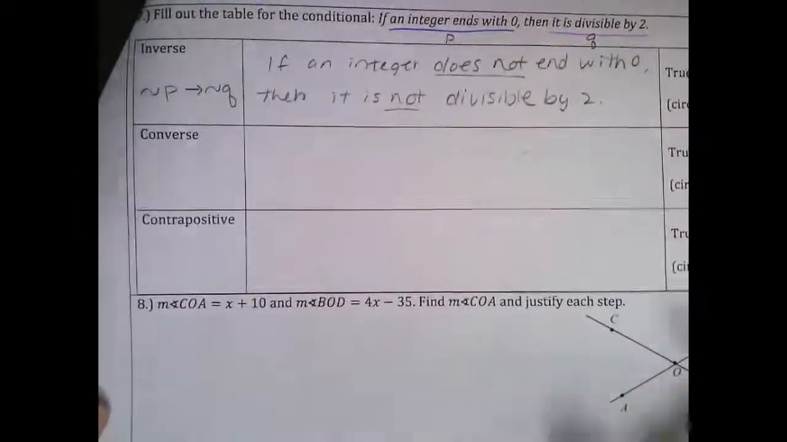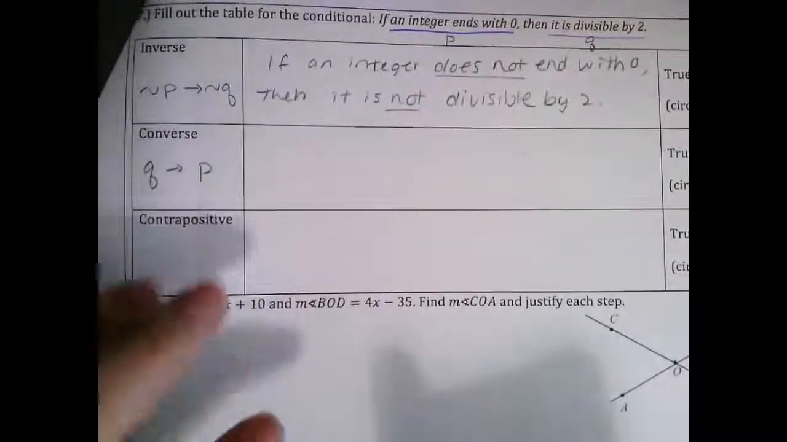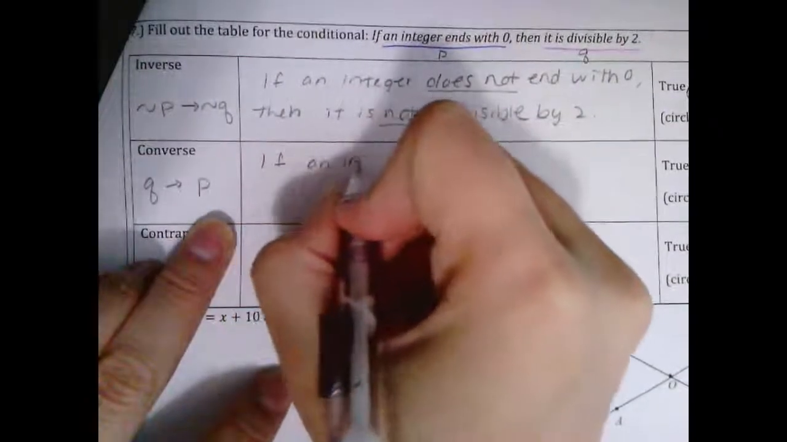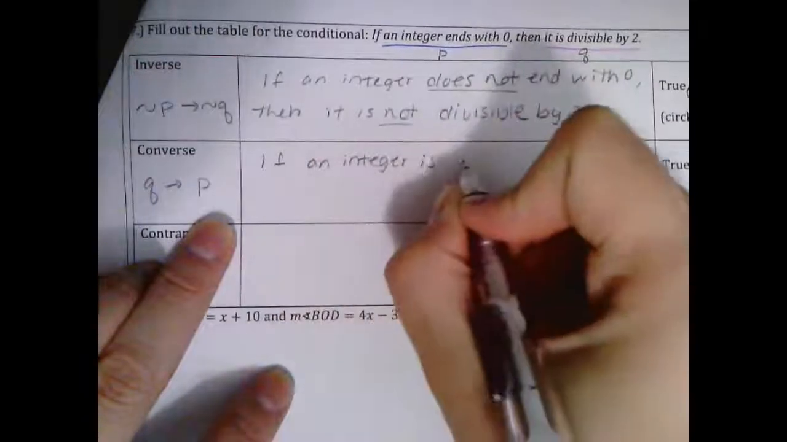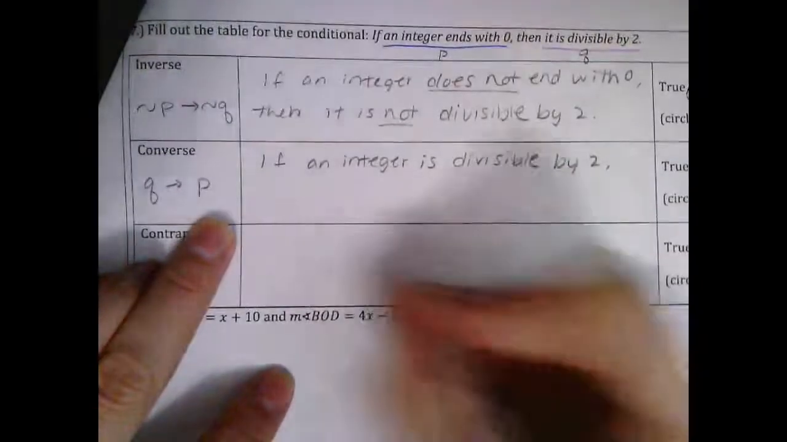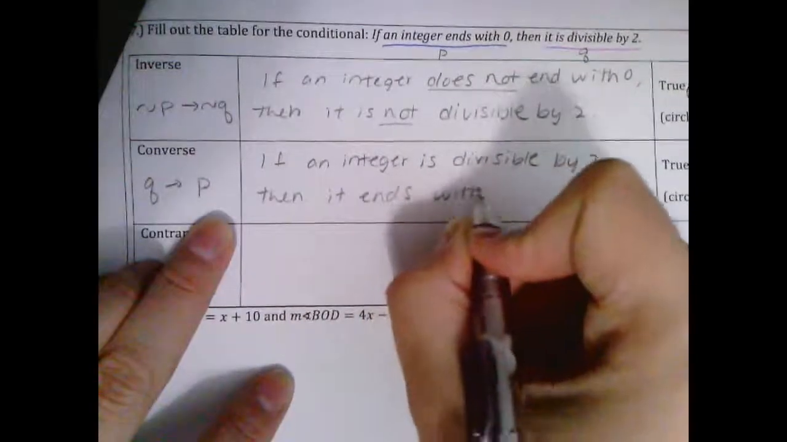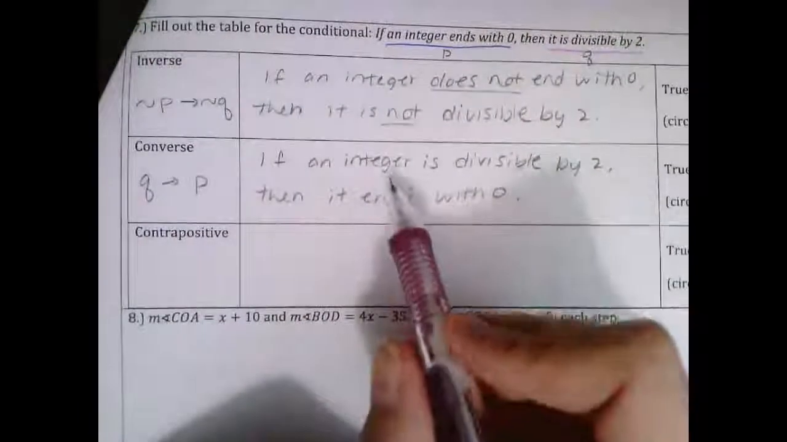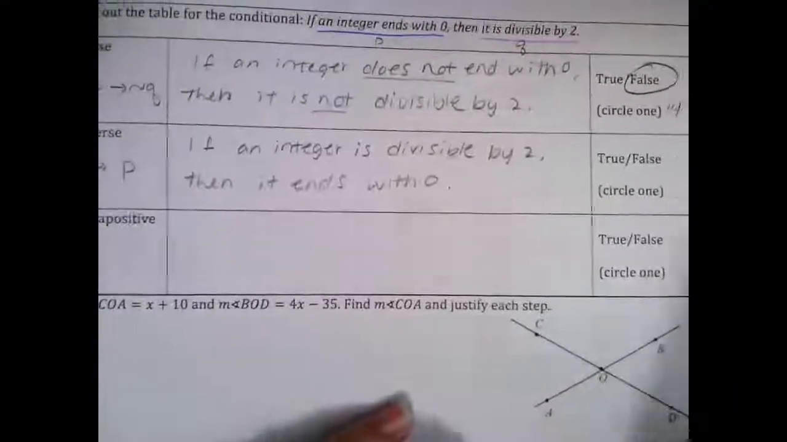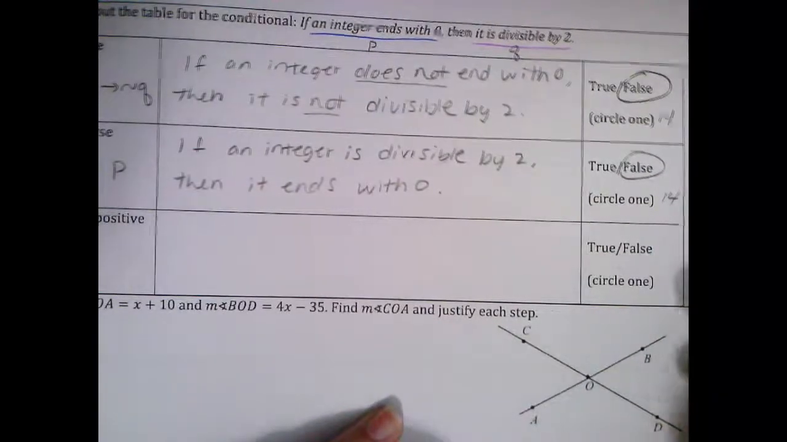Okay, converse. So for the converse, all you're doing is switching the conclusion with the hypothesis. So we can say, if an integer is divisible by 2, then it ends with 0. So is that true? Are all integers that are divisible by 2, do they end with 0? No. We were just talking about a few that don't, like 14 or 28 or 16. Those divide 2, but they don't end in 0.